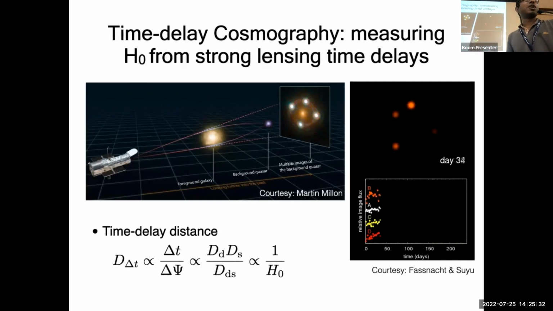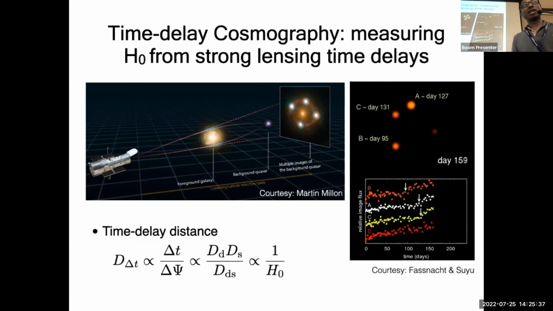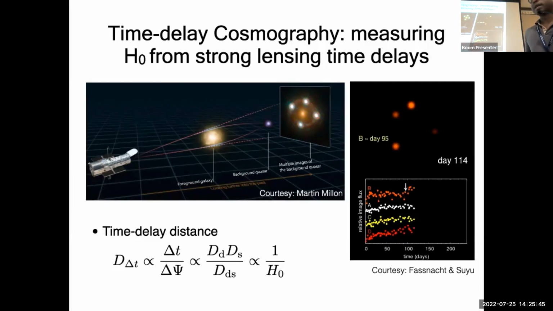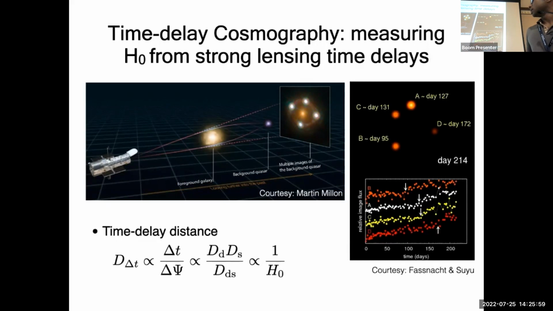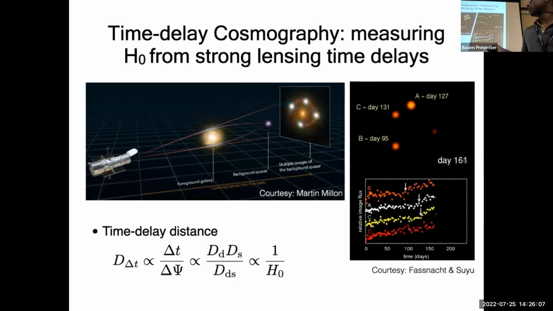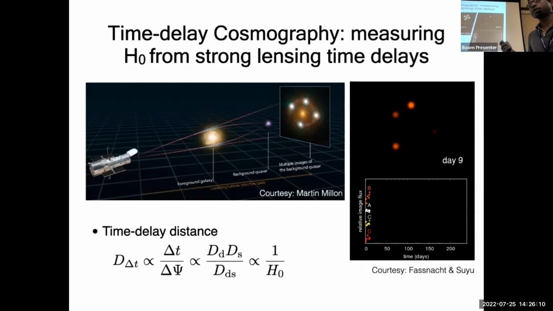Already a few talks have given the introduction to time delay cosmography, so I'll be very brief, just in case there are some people on Zoom that joined right now. Here is the usual schematic of a strongly lensed system where we have a foreground galaxy and a background quasar being strongly lensed into multiple images. In this case, we have the three angular diameter distances between the three pairings of the observer, the lens galaxy, and the background source.